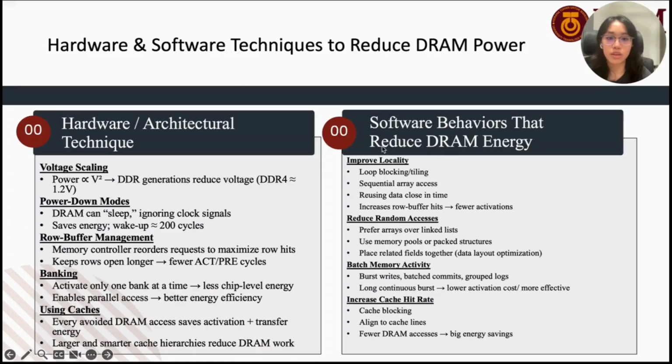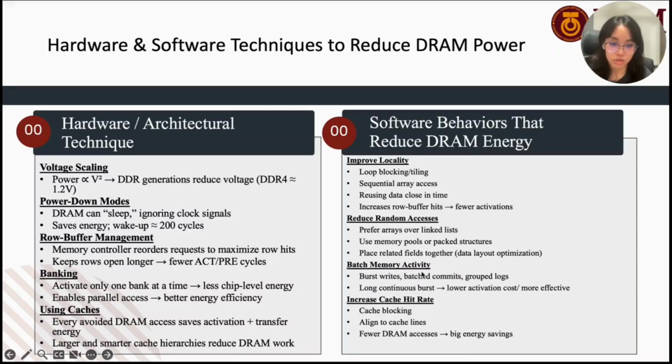Next, on the software behavior side, it will be improved locality. Use loop blocking, sequential array access, and also reuse data close in time to increase the row buffer hits. Second, reduce random access. We prefer arrays over linked lists, because of unpredictable row jumps.